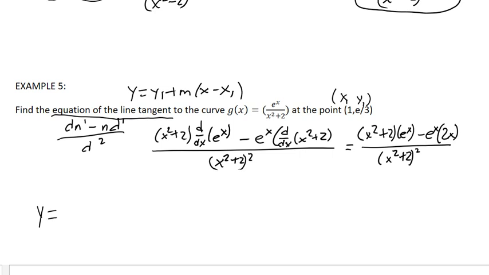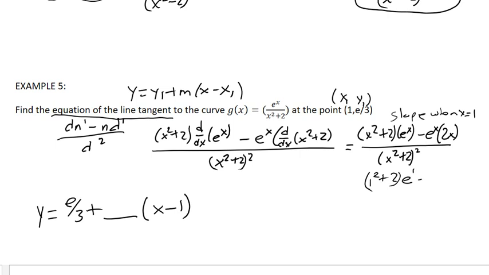Now I find my slope. This is how I find my slope when x equals 1. So I plug it in. 1 squared plus 2 times e to the 1, minus e to the 1 times 2 times 1, all over 1 squared plus 2 squared. So this would be 3, and that would be 2, and this would be 1 plus 2 is 3, squared is 9 on the bottom. So what I have is 3e minus 2e, which is e over 9.